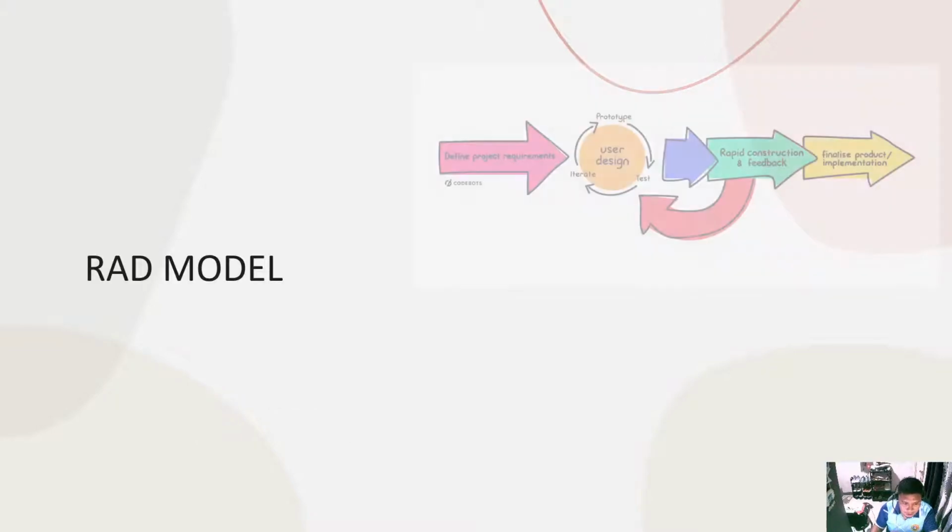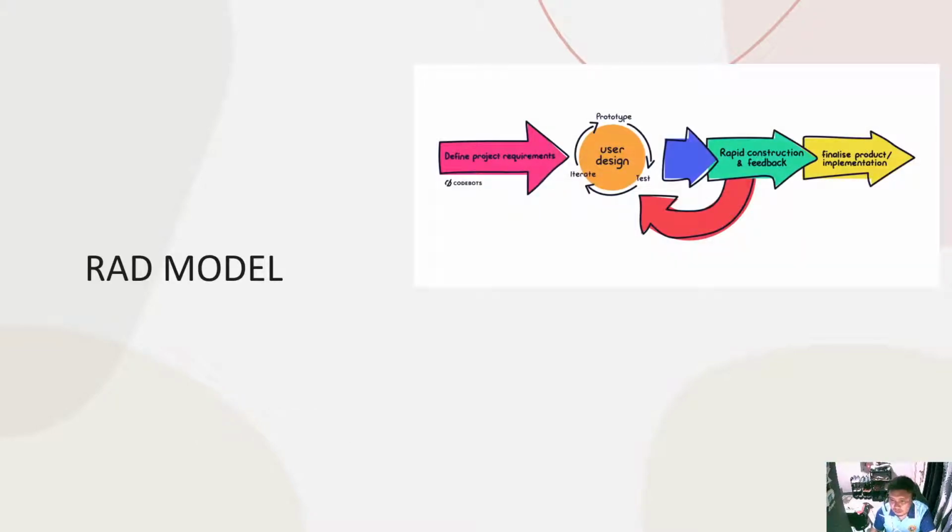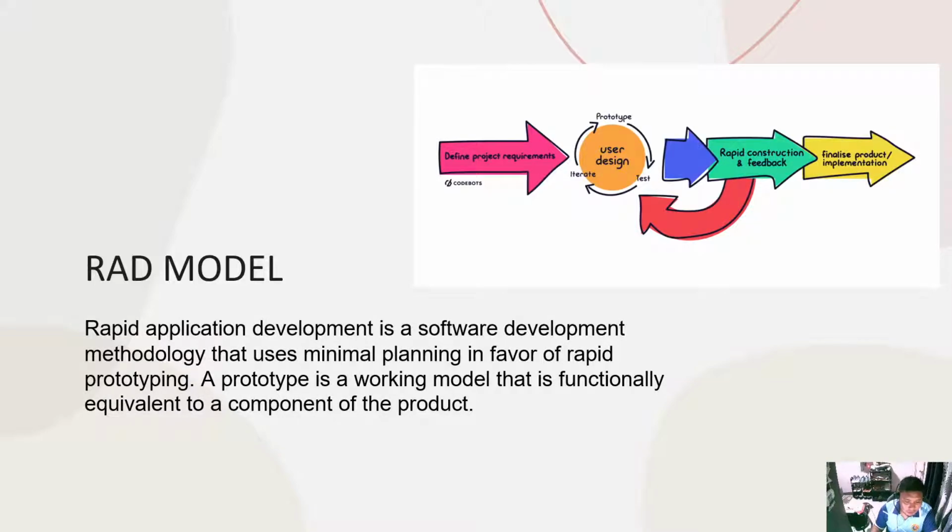Okay, we have RAD, which is Rapid Application Development. Rapid Application Development is a software development methodology that uses minimal planning in favor of rapid prototyping. A prototype is a working model that is functionally equivalent to a component of a product.